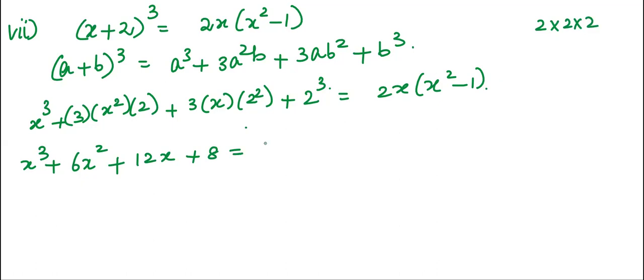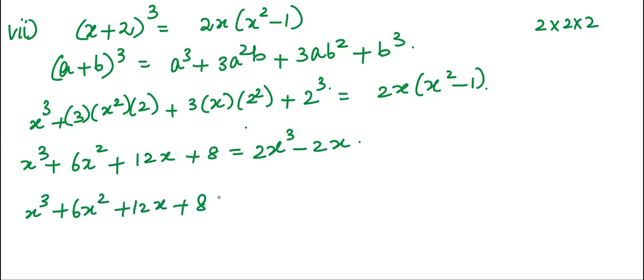Is equal to, now remove the bracket again. So that will become 2x cube minus 2x. So now let's simplify. We'll bring everything to one side now. So x cube plus 6x square plus 12x plus 8, then minus 2x cube plus 2x is equal to 0. Let's see if we can cancel anything. So there is x cube and minus 2x cube. So if you simplify, that will become minus x cube.